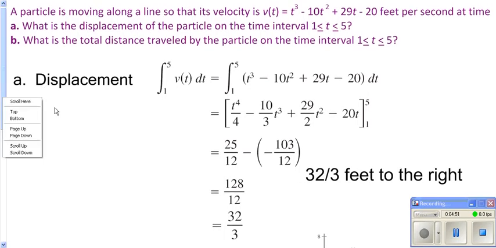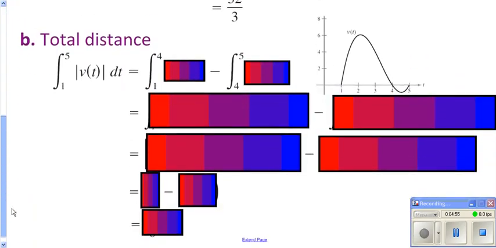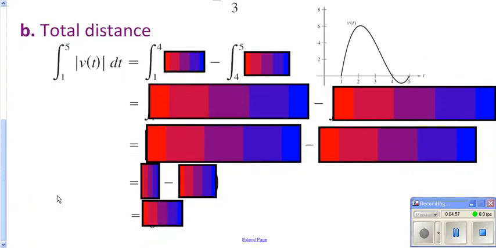Now, let's go ahead and take a look at total distance traveled. Total distance traveled, well, this is a graph of our initial function that we had up above. Total distance traveled is really your absolute value. So you got to look at the parts that are above. Well, the parts that are above really would be this here. And then you got to look at the parts that are below, which would be this right here. Well, the part that's above goes from 0 to 4.